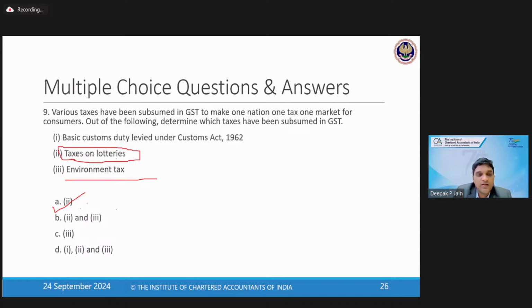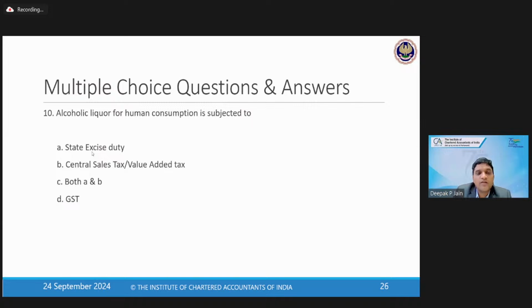Last question for the day. Alcoholic liquor for human consumption is subjected to what? State excise, central sales tax or VAT, both A and B, or is it GST?